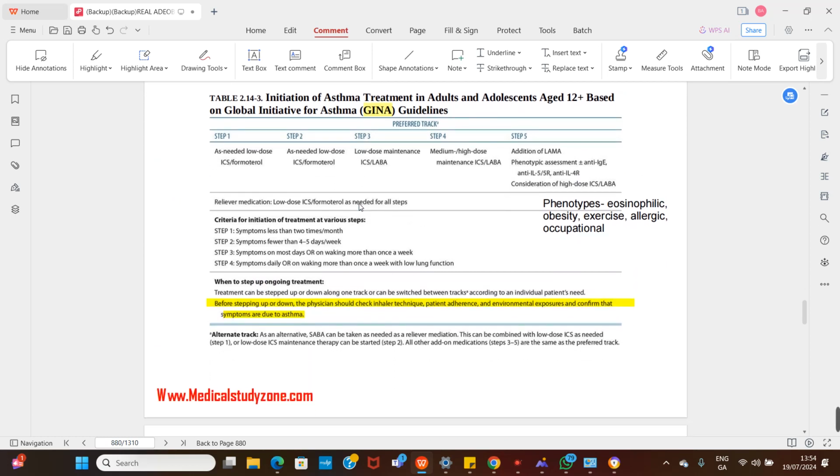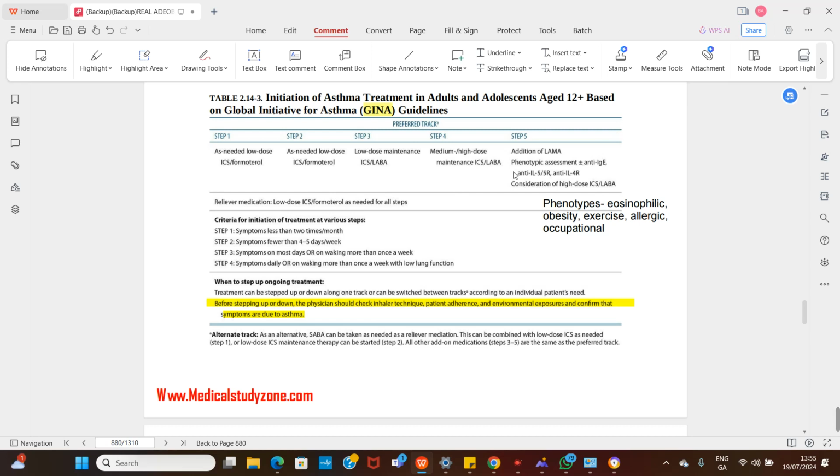So for step five, you said it's an addition of LAMA. Is it adding LAMA to ICS LABA? Okay, adding LAMA to ICS LABA. Yes, you're adding your LAMA to your high-dose ICS LABA. That's your step five. Depending on the phenotype, you can add either anti-IgE or anti-interleukin receptors and so on. Exactly. So you can see that this is where you need all those interleukin 5 receptor blockers.